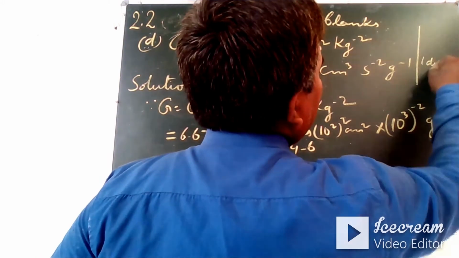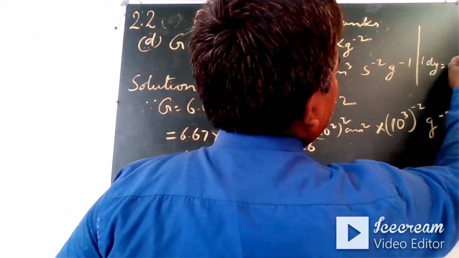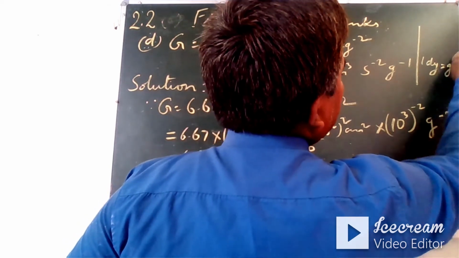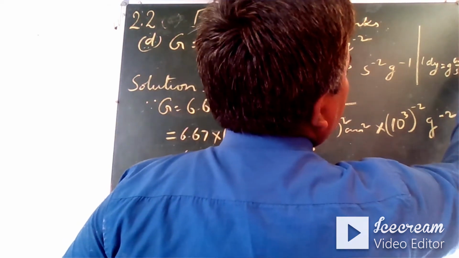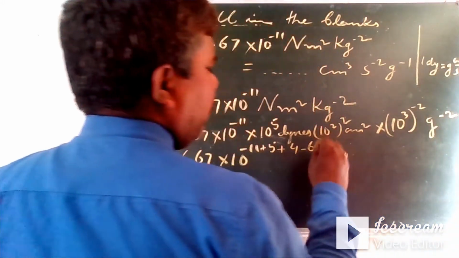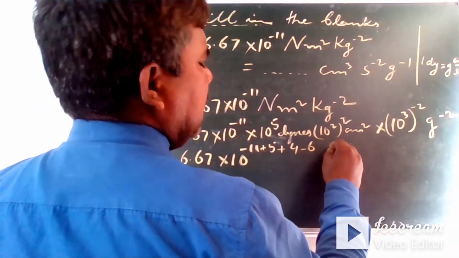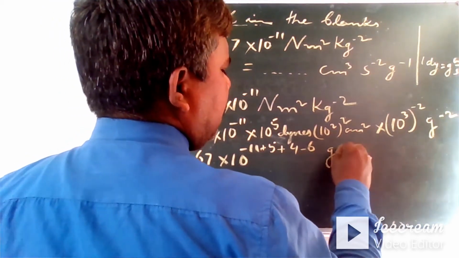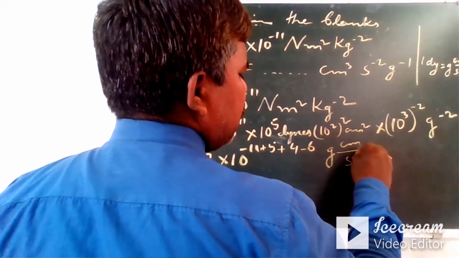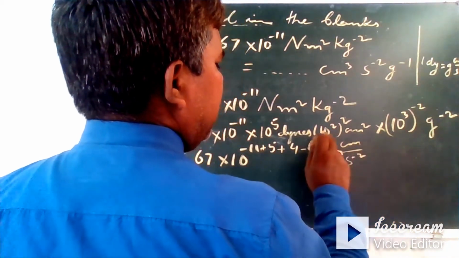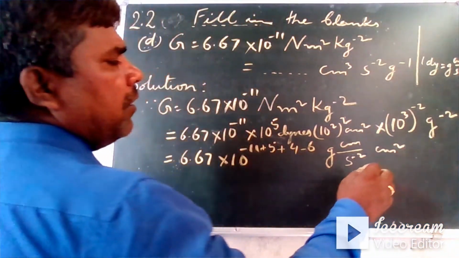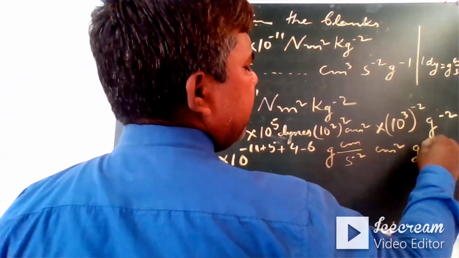One dyne is equal to what? 1 gram centimeter per second square. This is the unit for dyne. So we will write here gram centimeter per second square for dyne, and centimeter square is given here, and per gram square is given here.